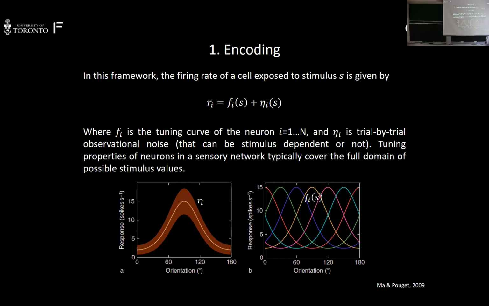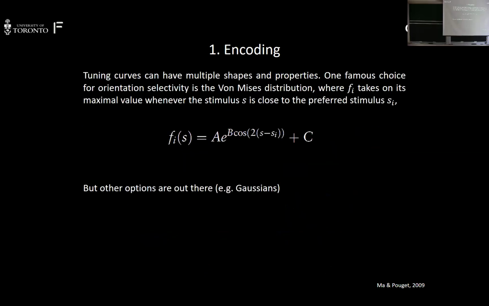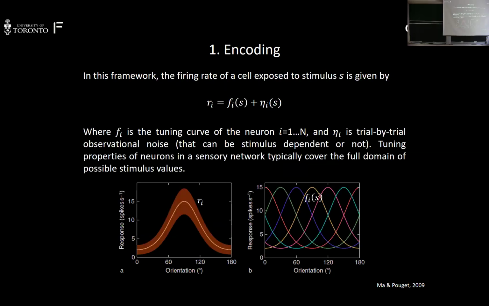But you go to any given area, you'll find some neurons that like this orientation, some that like this orientation, some that like this orientation. So that's what we're representing here with this thick line, but for several individual cells in some part of the brain. Okay, so we have some firing rate, this function of tuning curve, and some noise.